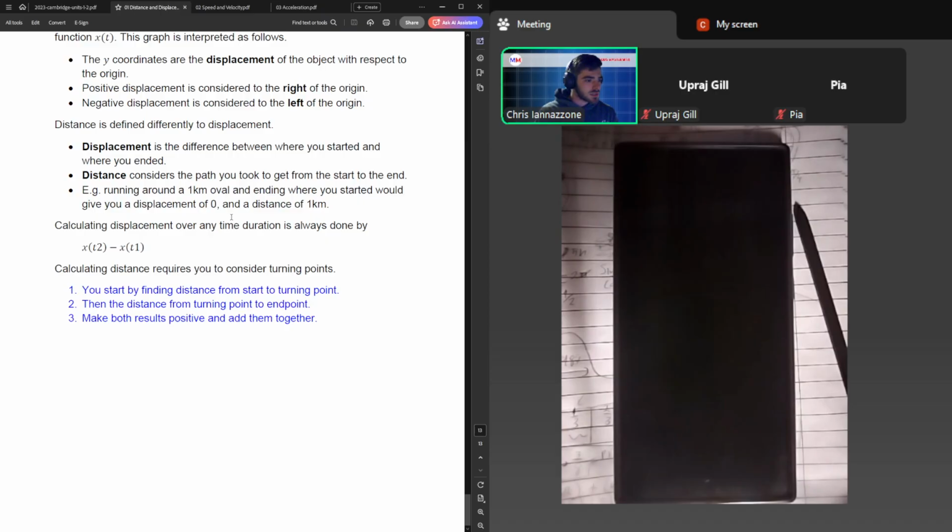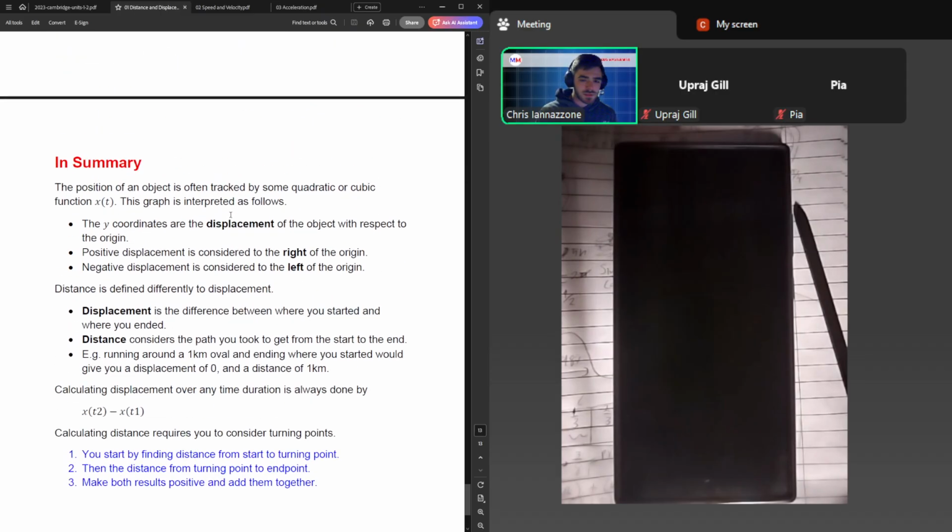That's distance and displacement. Any things to clarify about that? Whether it be the calculations or the interpretations, anything at all.